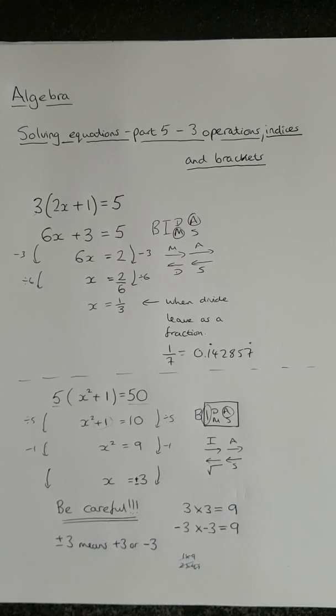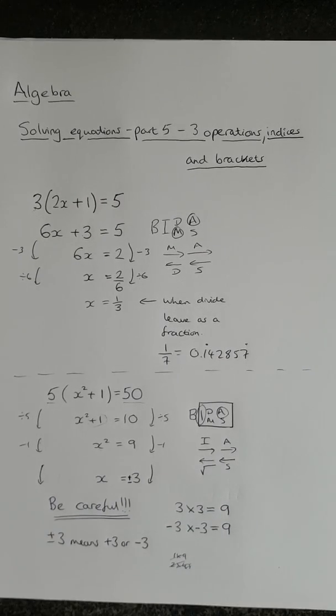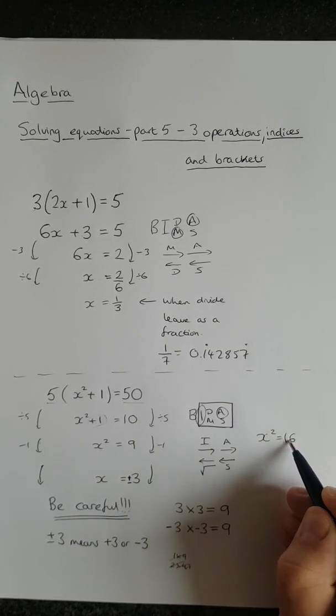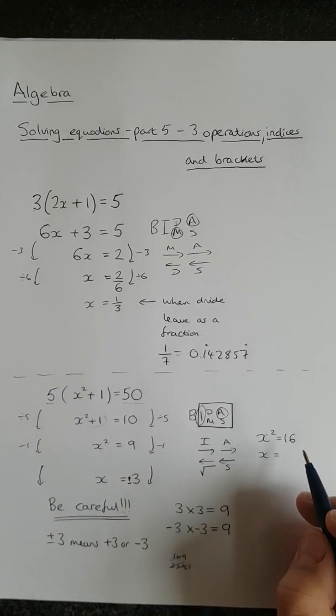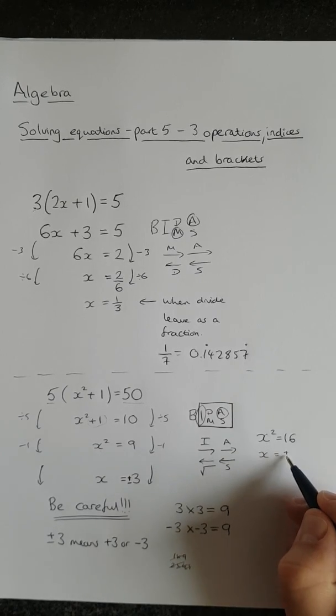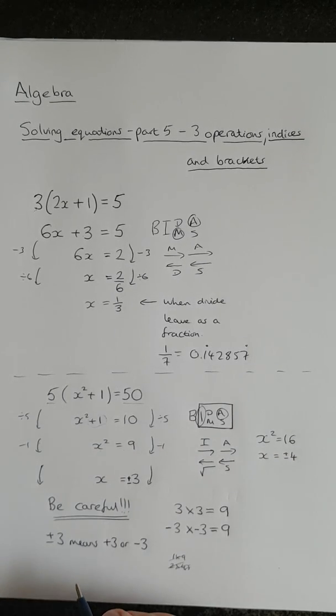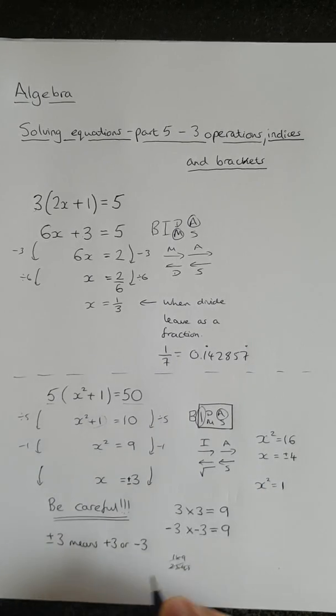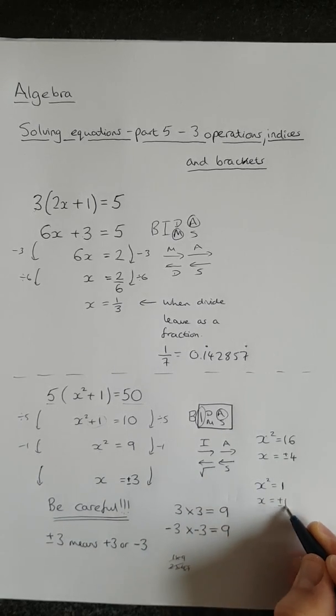So 2 key things from this question. Indices fits nicely within our rule. And then when we get a situation like x squared equals 9, we have to be careful. So x squared equals 16 would give me what for x? Plus or minus 4. What about x squared equals 1? Plus or minus 1.